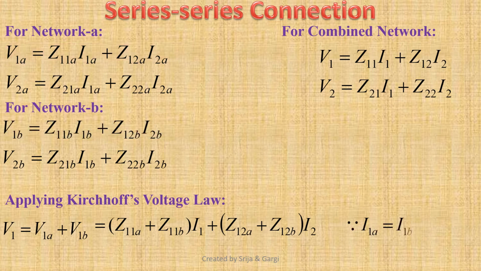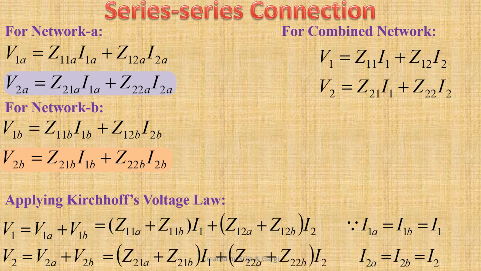Because I1A equals I1B equals I1 for series connected input ports, and I2A equals I2B equals I2 for series connected output ports. Applying Kirchhoff's voltage law at the output port, we get V2 equals V2A plus V2B. Applying the expressions of V2A and V2B, we get (Z21A plus Z21B) times I1 plus (Z22A plus Z22B) times I2.